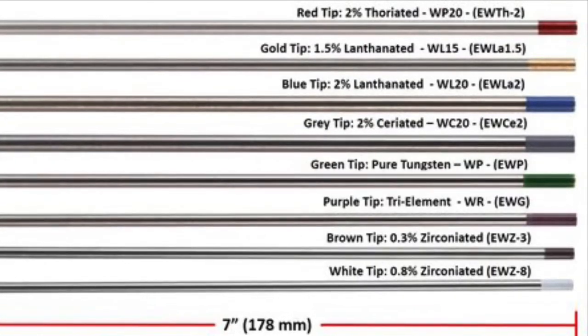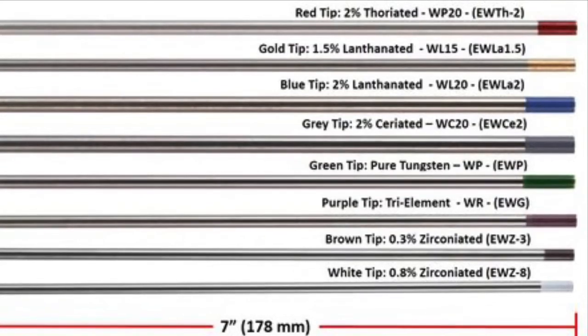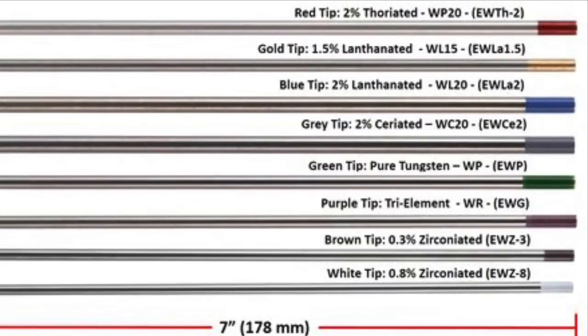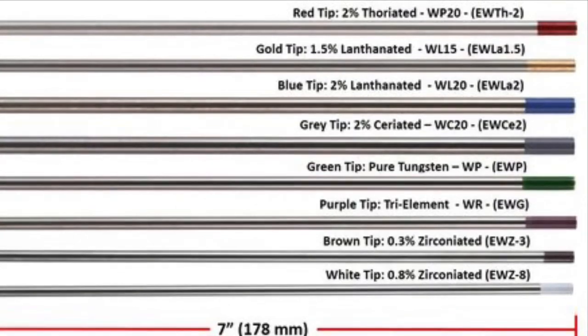Green means pure tungsten. Yellow means 1% thorium. If the paint mark is red, it is 2% thorium. Brown means 0.3 to 0.5% zirconium.